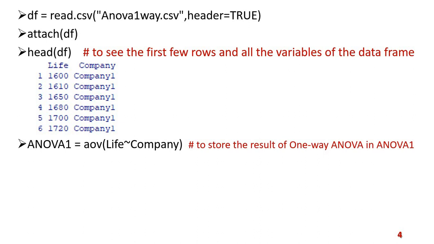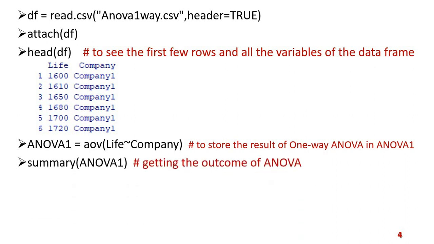And then this is the main ANOVA command. This aov is doing the analysis of variance with life of the bulb as the dependent variable, classified by the different companies. So different companies will be compared in terms of their life. This is anova1, where we store the result of aov, that is, whatever results come out of ANOVA. Now if we want to see the result of ANOVA, we use the summary command.